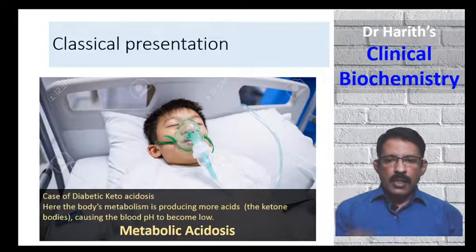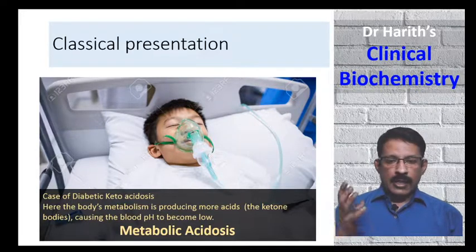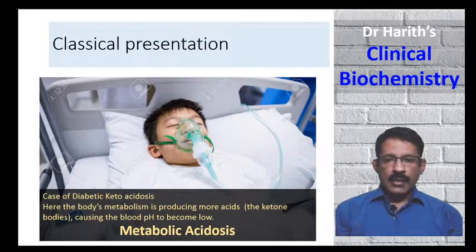Here, the body's metabolism is producing a lot of acids, that are the ketone bodies, and it is these acids that are causing the decrease in the pH. So it is metabolism producing acids leading to acidosis, metabolic acidosis.